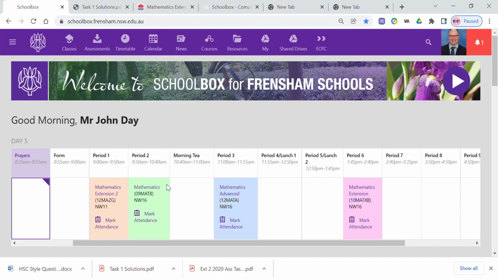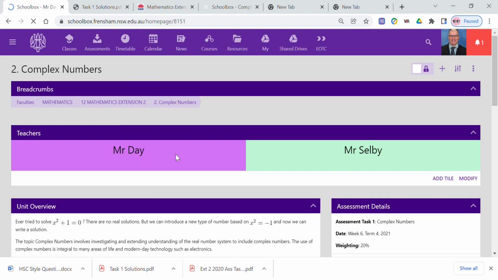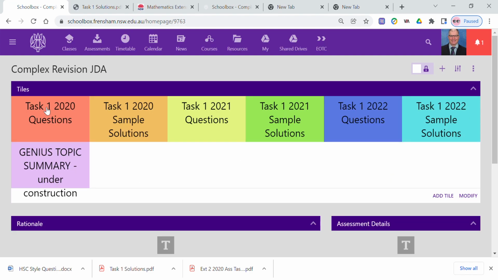All right. So if you go to our page under complex numbers here, when I click on that, I've made a tile that says revision for task 2, and under there I've put 2020's test with answers, 2021's test with answers, and 2022's test with answers. And then I'm currently making this Genius topic summary, which is under there, but I'm just going to open it in my Word thing because I'm working on it still.